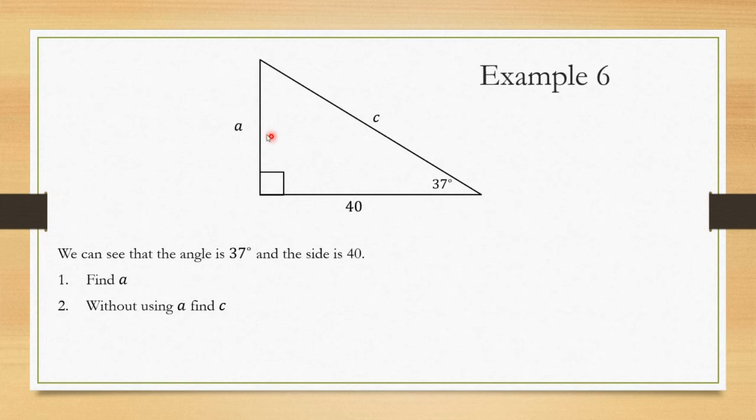Well, notice that here we have the adjacent side, right? 37 degrees, we have adjacent. 40 is adjacent to 37 degrees, right? To the angle, I mean. A is the opposite side, right? So we have opposite.